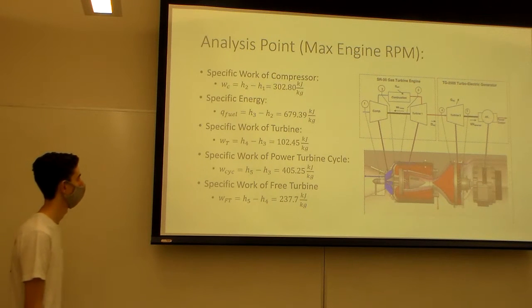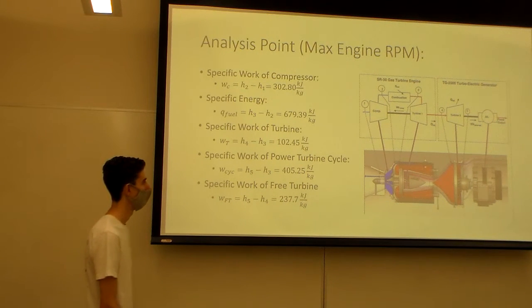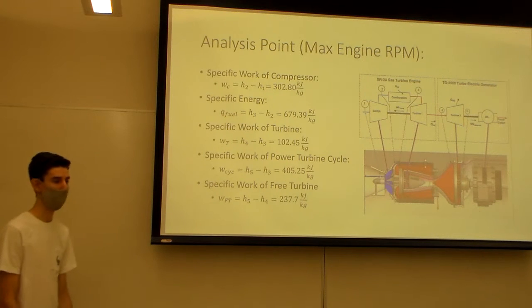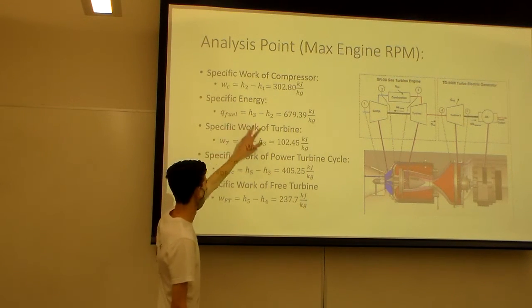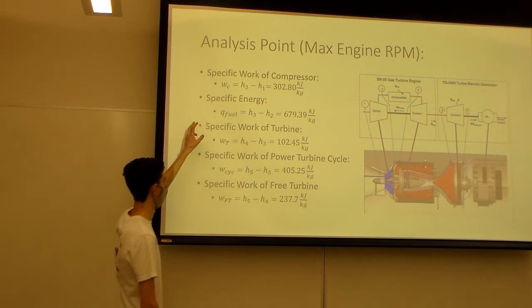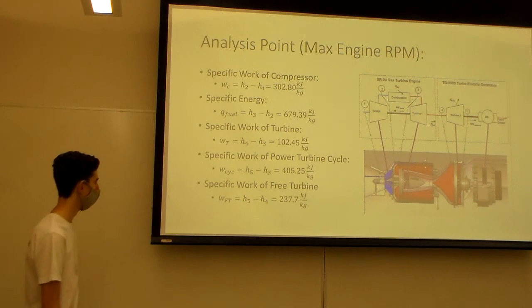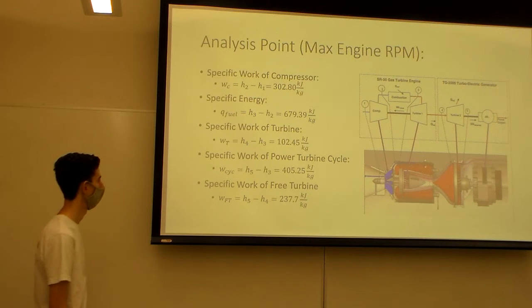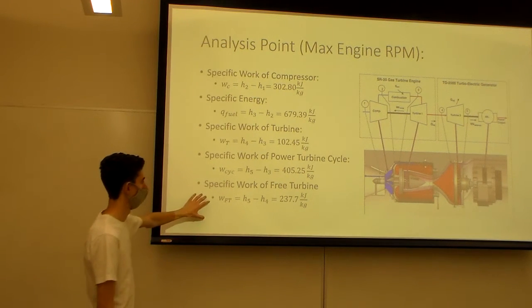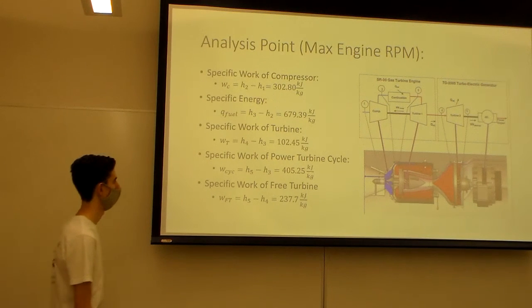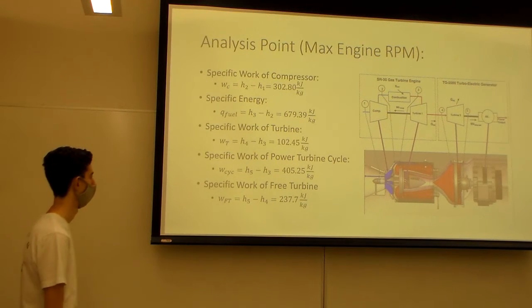And then for the specific energy, finding the heat added by the fuel, we got enthalpy 3 minus enthalpy 2. So that was kind of like the work in, the energy in. And so we also had to find the energy of the whole cycle, which is here, and then the free turbine, which is there, and you can see the corresponding numbers with the plot.